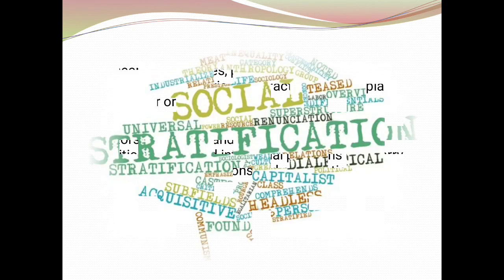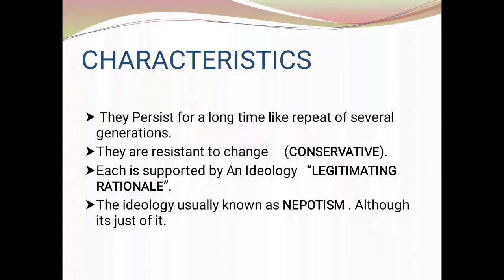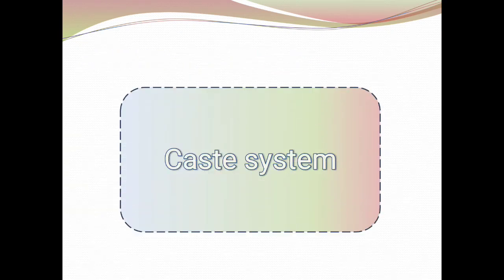Now, the characteristics we've got persist for a long time, repeating through several generations. Because the top ranking people holding the top tier positions in a community couldn't give up the luxury and rewards of being there, the system became conservative. It resists change and is supported by an ideology, a legitimating rationale, which is also commonly used as nepotism. Here are some examples of those kinds of domains or systems which are based on pure evaluation, ranking, and discrimination as well.